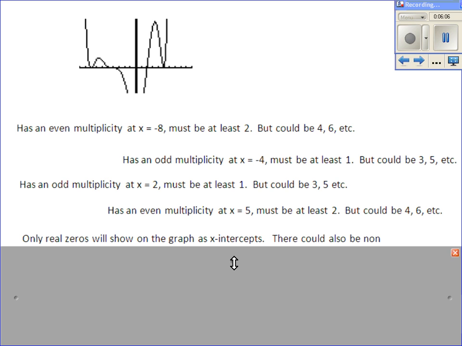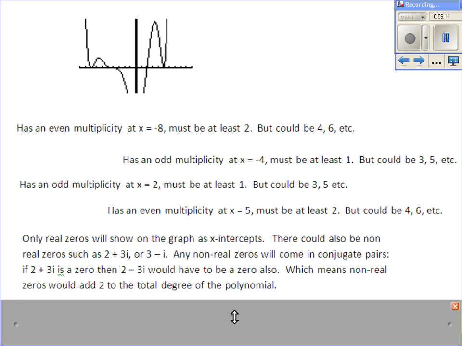And here's a concept, it's kind of jumping ahead, so put this in the back of your memory and maybe come back to this for when you get to the Polynomial 2 quiz. Only real zeros are going to show up on the graph as x-intercepts. There could also be non-real zeros, such as 2 plus 3i or 3 subtract i. Any non-real zero will come in what we call conjugate pairs. If 2 plus 3i is a zero, then 2 subtract 3i would have to be a zero also. So a plus bi, a subtract bi, those are what we call conjugate pairs, which would mean non-real zeros would add 2 to the total degree of the polynomial.